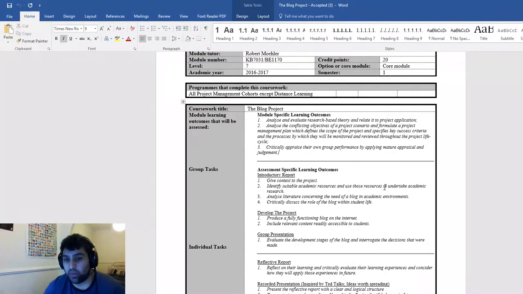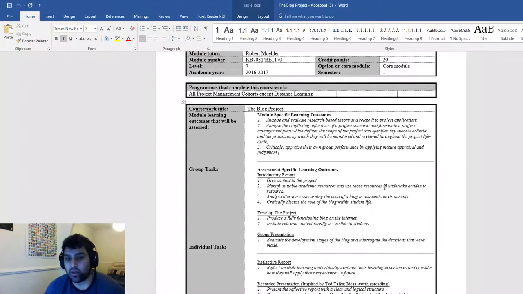Secondly was to develop the project, which is basically we decided on making a fully functional blog where students could go online and look at the blog, look at the articles and learn things about the Newcastle area and Northumbria University, as well as any other social interests they might have. The third task was a group presentation, which we did to each other. So I've got that to show you later on.